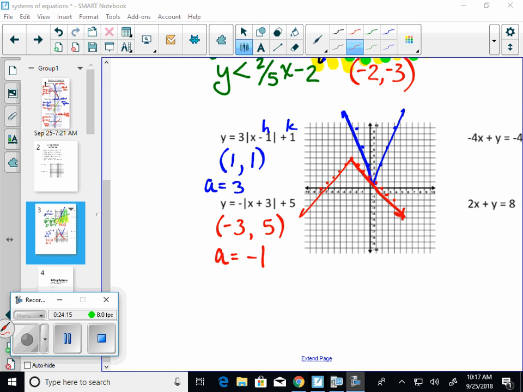And I can see that my graph crosses where? Because yours is going to be far more accurate than mine. Where does my graph cross? At 1, 1 for sure. So it has one solution at 1, 1.